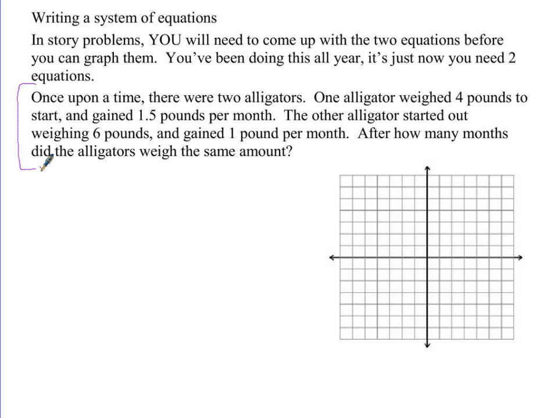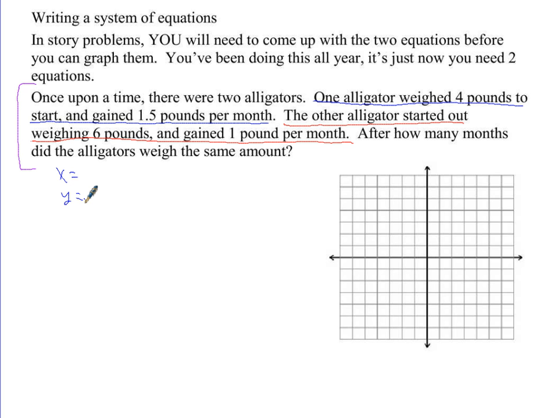So we have two alligators here. Alligator 1 and alligator 2 go with equation 1 and equation 2. For alligator 1, it says one alligator weighed 4 pounds to start and gained 1.5 pounds per month. Then it says the other alligator started out weighing 6 pounds and gained 1 pound per month. Those are the two bits of information for our two alligators. My first alligator will be one equation, my second alligator will be the second equation. And all I'd have to do is define variables. X equals, Y equals.